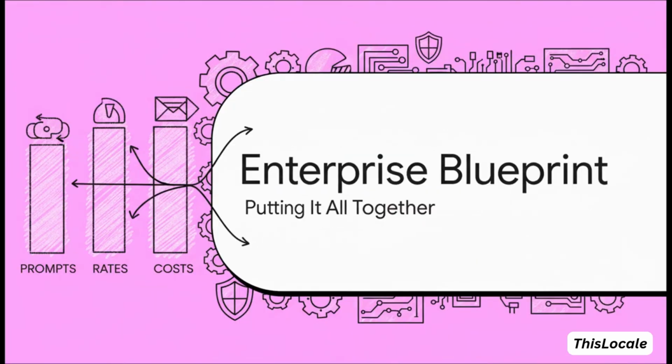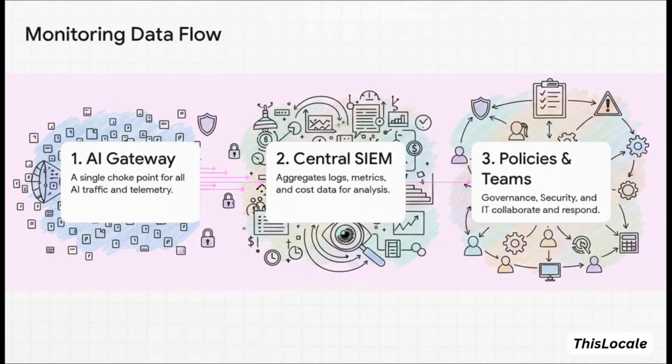Okay, so we've got our 3 pillars. Now let's put them all together and see what a complete enterprise monitoring blueprint actually looks like. The best practice here is to funnel all of your AI traffic through a central AI gateway. This thing acts as a single choke point where you can log the prompts, measure the rates, and meter the costs. All of that data then flows into one central analysis platform, like your SIEM, and that becomes the single source of truth where all your teams, security, IT, finance, governance, can work together to enforce policies and respond to threats.